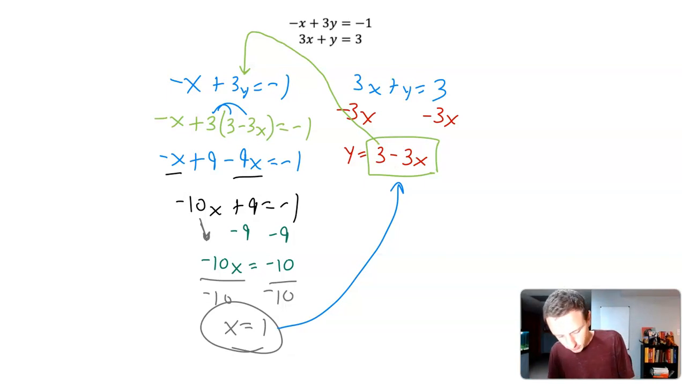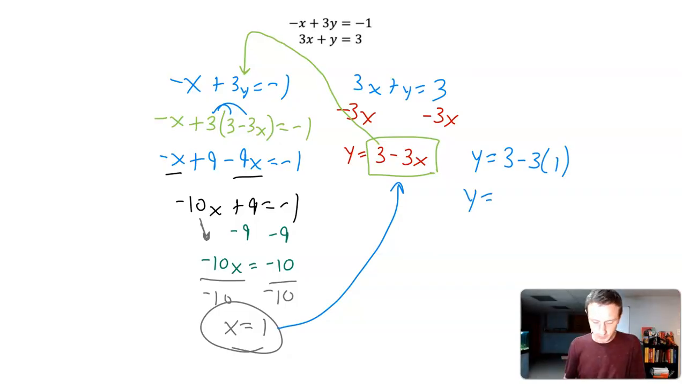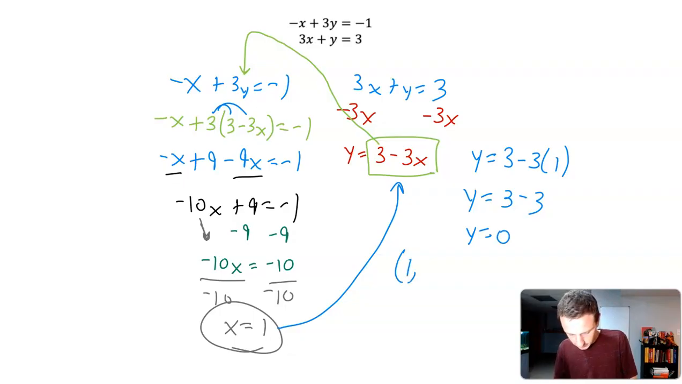Let's now get y. So I'm going to say y is equal to 3 minus 3 times 1. Y is equal to, and then just simplifying this expression, 3 minus 3 times 1. So that's minus 3. Y equals 0. So my ordered pair is going to be my x value of 1, my y value of 0. And a way you could check your work is take this x and y and plug it back into these equations. Replace x with 1, replace y with 0, and see if it works out.